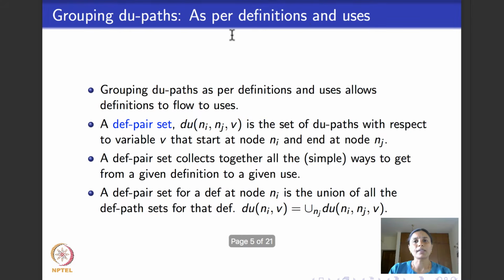The next grouping is as per definition and use. So for a given fixed variable v, we consider all the paths beginning at a definition at node ni and ending at a use at node nj. That's called a def pair set. It's a collection of pairs ni, nj such that v is defined at ni and used at nj.